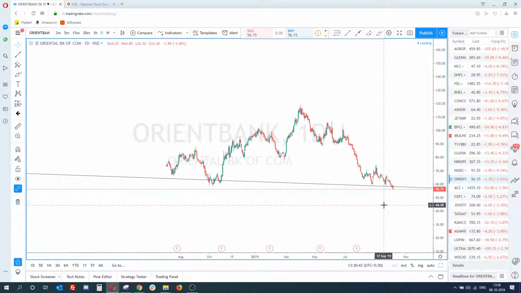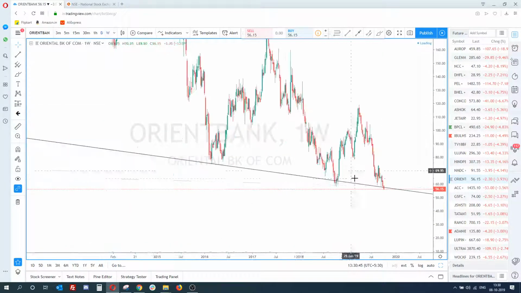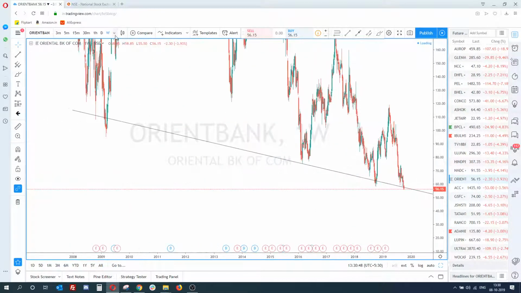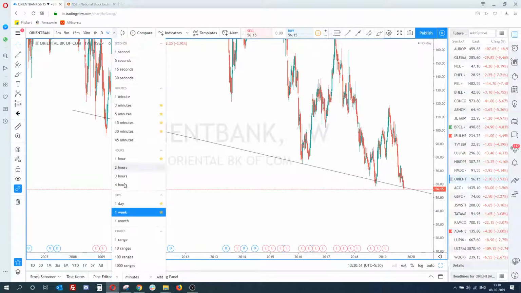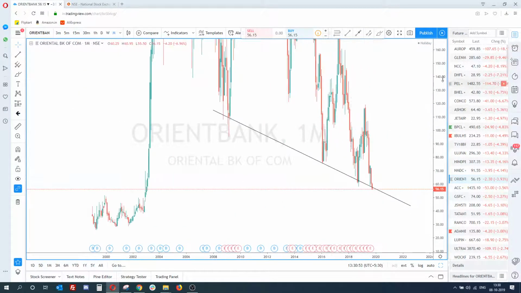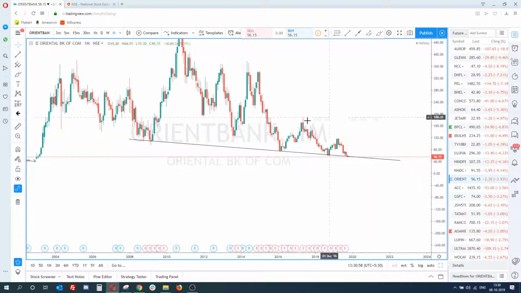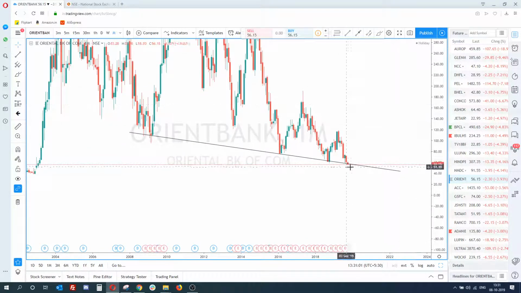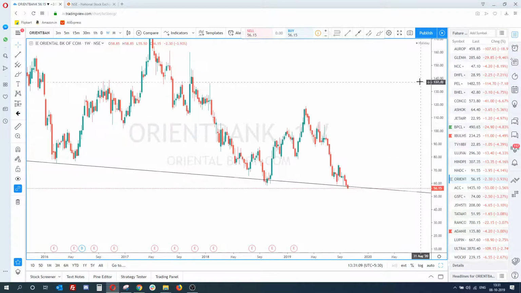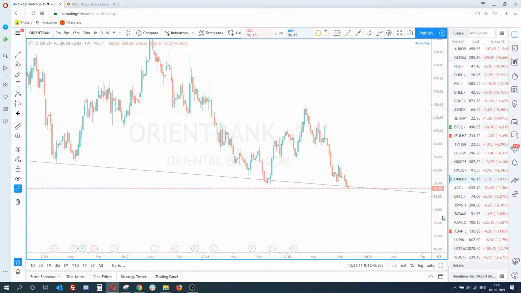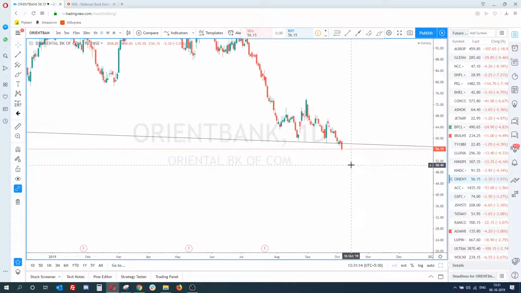And here, if you see, Oriental Bank, this is very huge. Probably I've drawn this on monthly. I've drawn Oriental Bank of Commerce on the monthly time frame, and it has fallen from the monthly line. Let me see how it looks in weekly. It looks weak in every time frame. So yes, this stock has all the potential to go down. Let's see what happens.